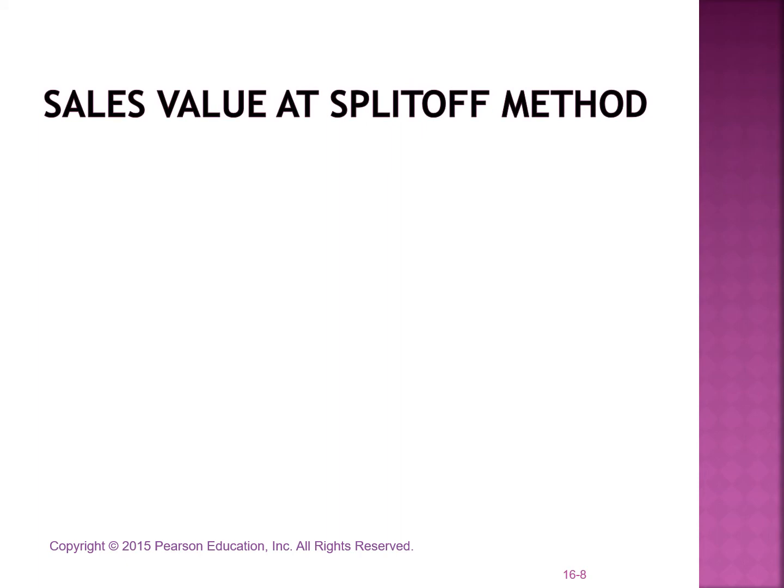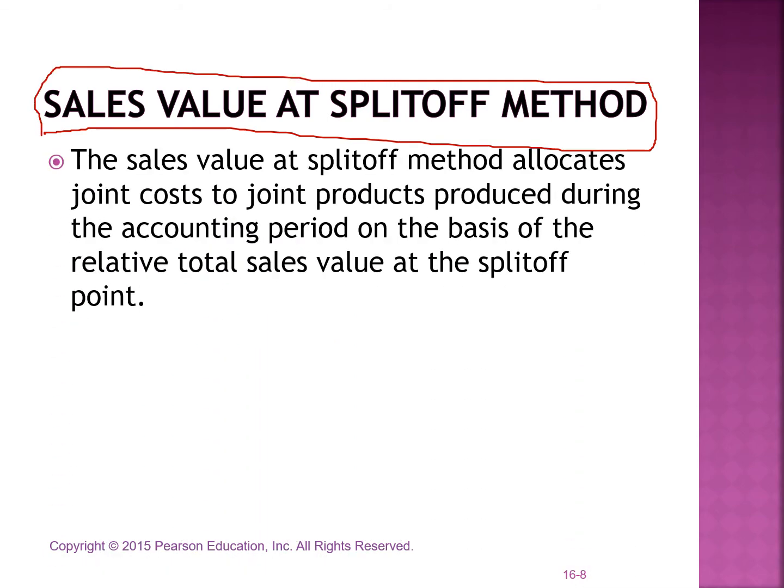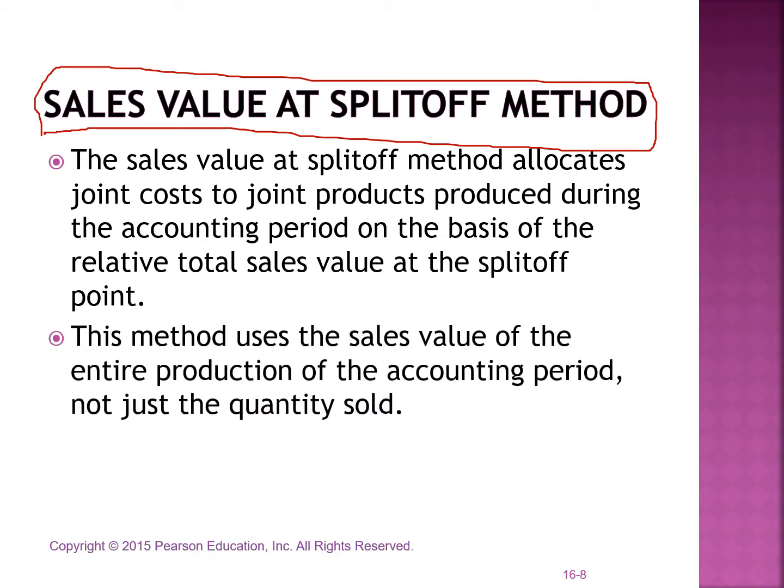We will start with the market-based approach, and specifically with the sales value at the split-off point. The sales value at split-off method allocates the joint cost to the joint products produced during the accounting period on the basis of relative total sales value at the split-off point, which means we will see how much sales should be achieved for each product, and I will allocate the joint cost based on that amount, pro rata. This method uses the sales value of the entire production of the accounting period, not just the quantity sold.